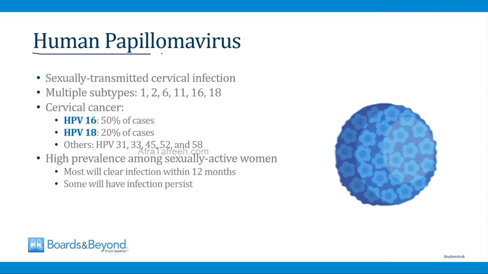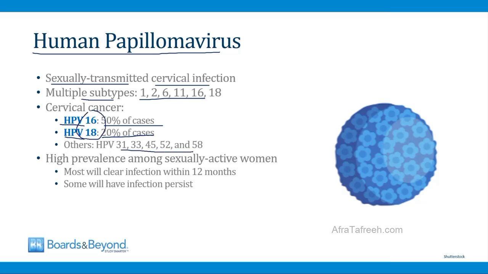So human papillomavirus, or HPV, is a sexually transmitted cervical infection, and there are multiple subtypes of the virus, each given a number for a name. And in terms of cervical cancer, HPV 16 is responsible for about half of cases, and HPV 18 for about 20% of cases. And then beyond these two subtypes, there are a number of subtypes responsible for a small number of cases. And among sexually active women, there's a high prevalence of infection with HPV.